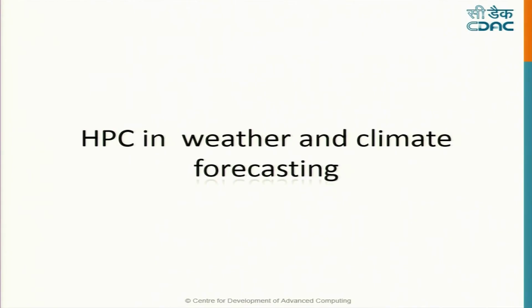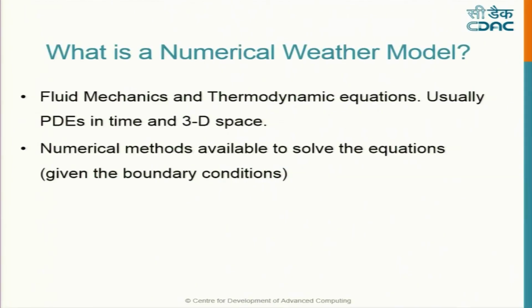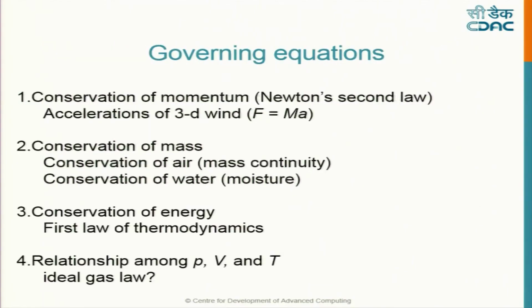Another example is climate and weather and climate forecasting. So in this case, what we do is we basically use two things, fluid mechanics and thermodynamic equation. And these partial differential equations are to be solved in a 3D space. And for a given boundary conditions, you solve them. So what are these governing equations that we have? First one is conservation of momentum, which is applied to winds. So treat everything from the core of the earth to the ionosphere that you have as one 3D space.